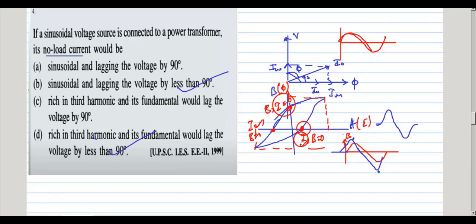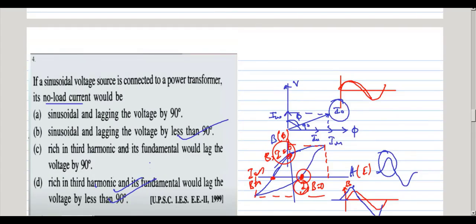So if you apply Fourier analysis, it is rich in third harmonic component. This is the fundamental, and the fundamental lags the voltage by less than 90 degrees. The no load current is non-sinusoidal and is rich in third harmonic component of the current.